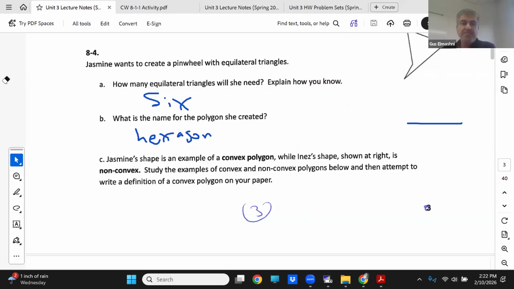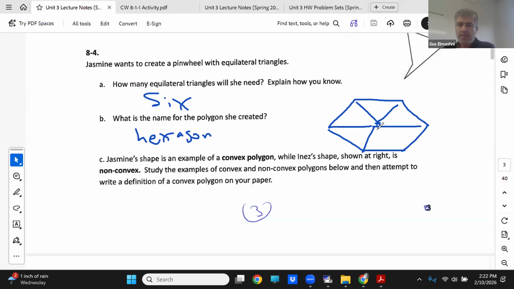So let me show you this here. If you think about it, if I put 6 triangles like this, I think this is much easier to see than all the other stuff I've been working on. Right, because you go around 360 degrees, and you split 6 ways.